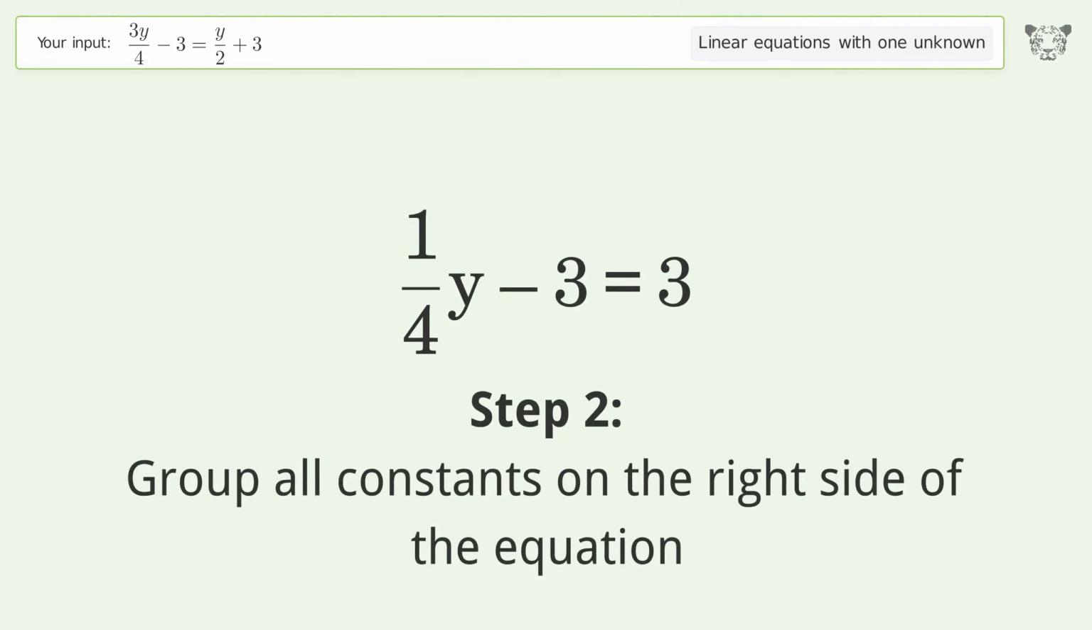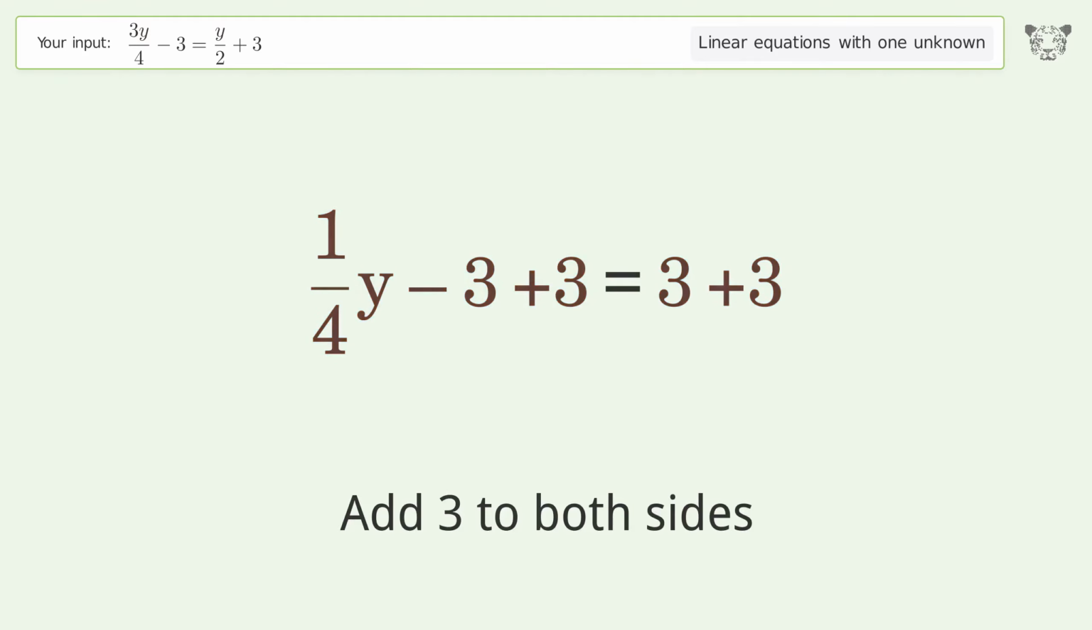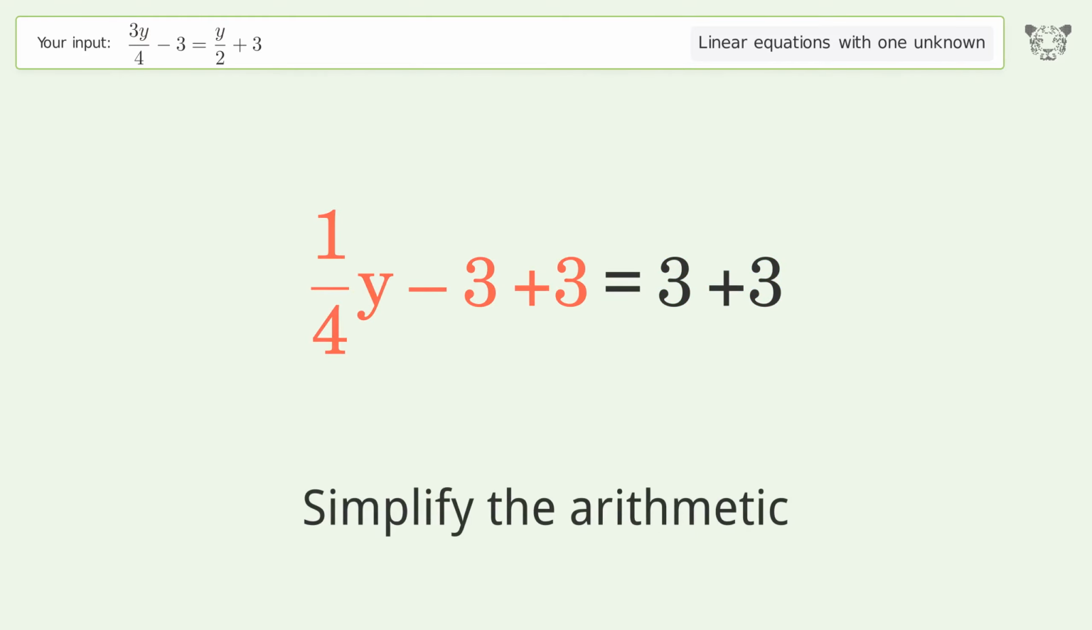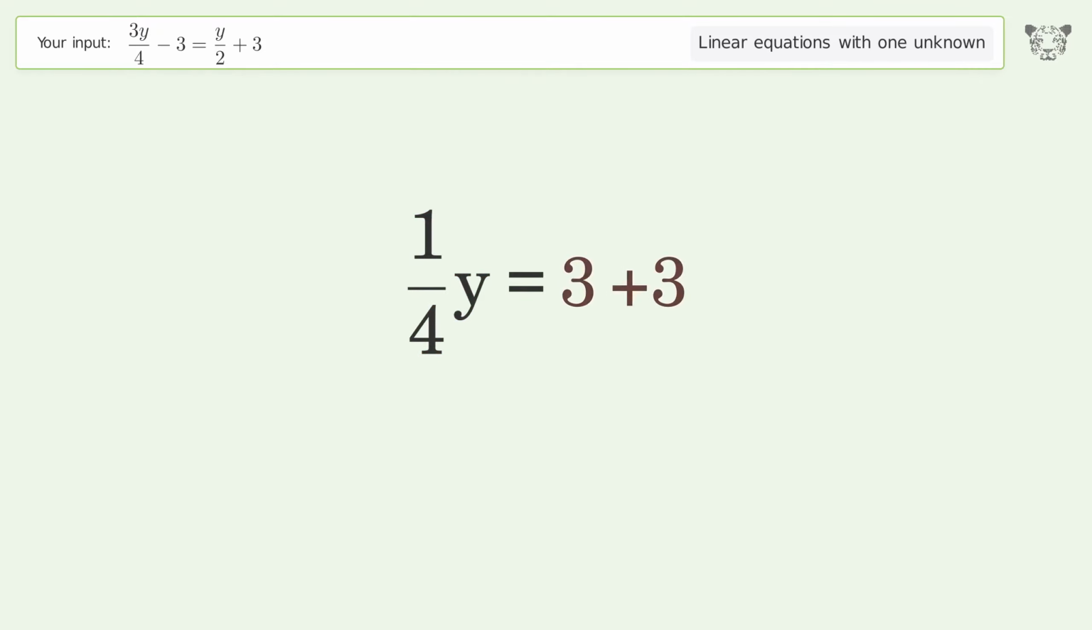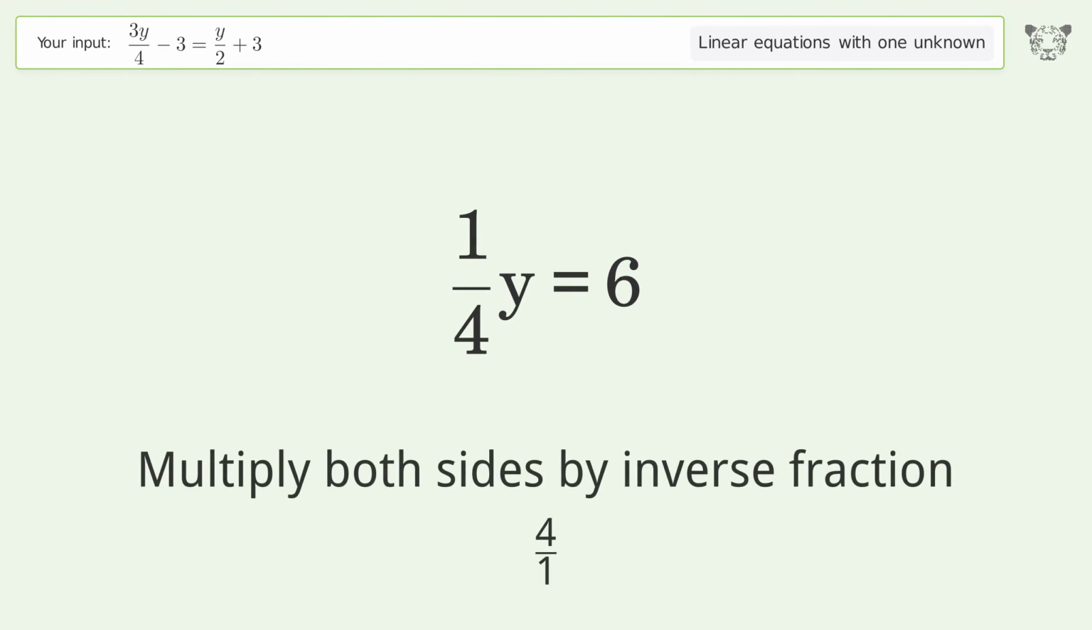Group all constants on the right side of the equation. Add 3 to both sides. Simplify the arithmetic. Isolate the k. Multiply both sides by inverse fraction 4 over 1.